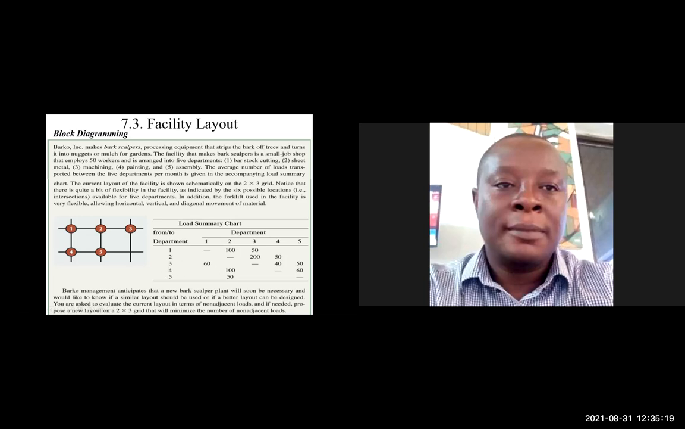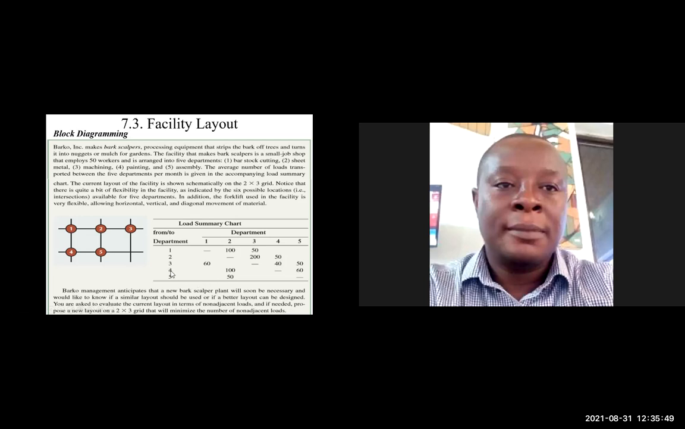So 3 and 4 is 40. So 40 plus 4 and 3. 4 and 3 is 0. So 40 plus 0 is 40. Then we go to 3 and 5, which is 50 plus 5 and 3. 5 and 3 here is 0. So 50 plus 0, which will give us 50.